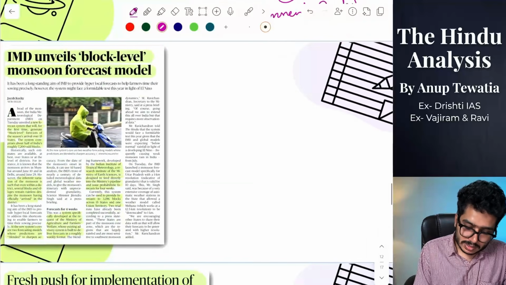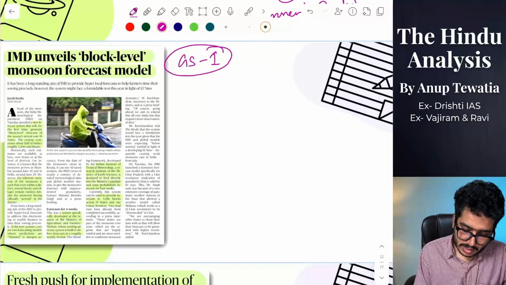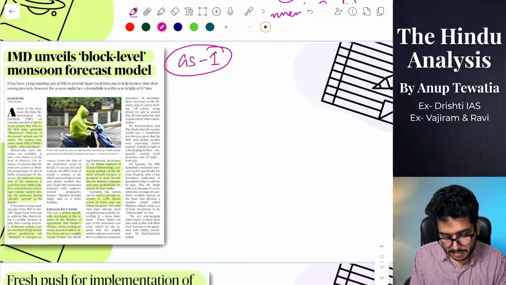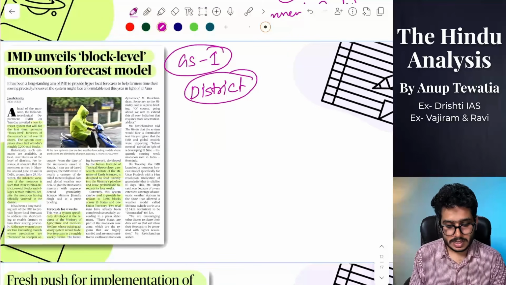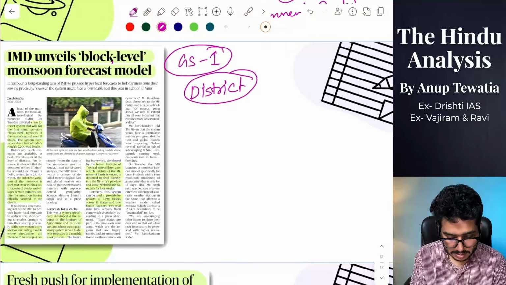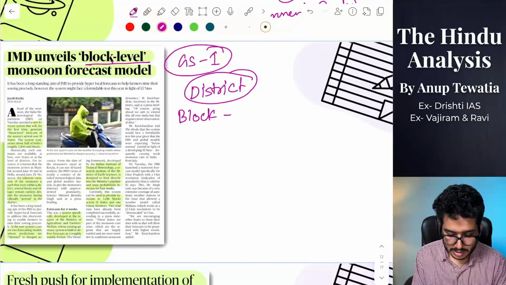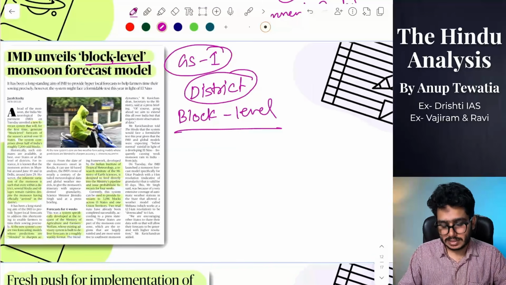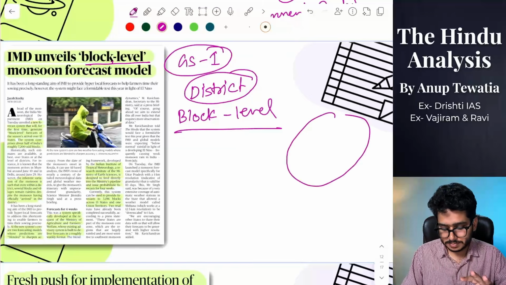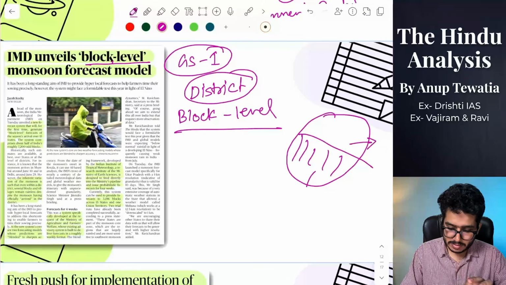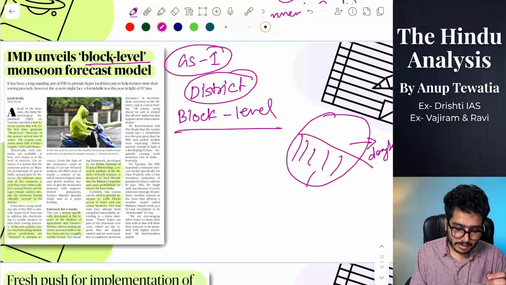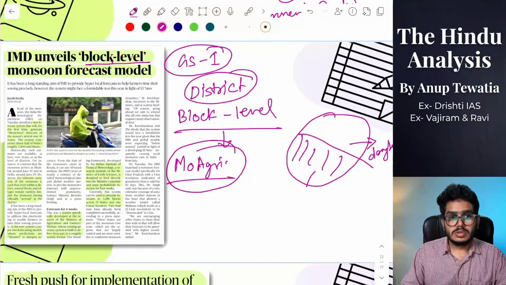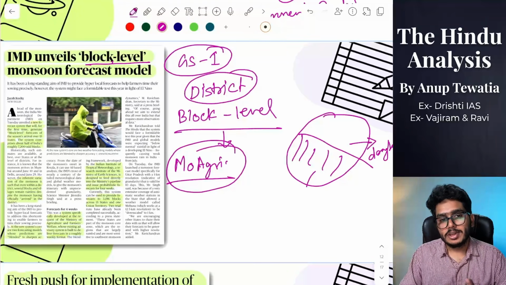Now, this is for GS1. IMD until recently was giving data up to district level, but now the Indian Meteorological Department has gone down to block level. The reason given is that there are many variations in the weather, where one part of a district receives rainfall but another experiences drought. It was done on the request of the Ministry of Agriculture so that they can provide real-time and accurate data to farmers.